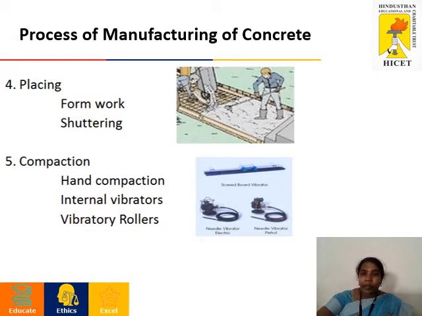It can be done in two ways: the first one, formwork, and the second one, shuttering. Shuttering is one kind of formwork. Formwork is a temporary wood structure or wood mold, used for helping the consolidation of concrete until it sets and hardens. After the concrete has set, the formwork is removed. This is called placing of concrete.